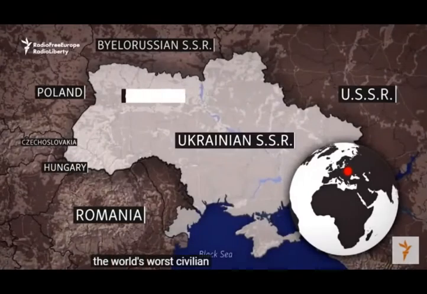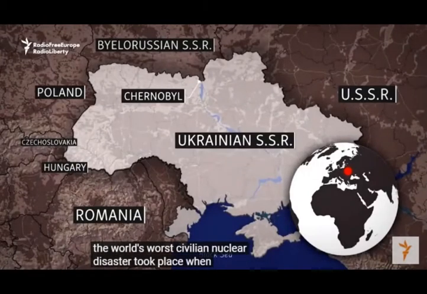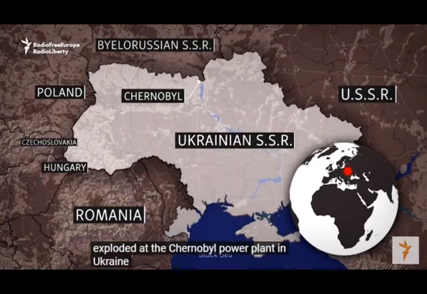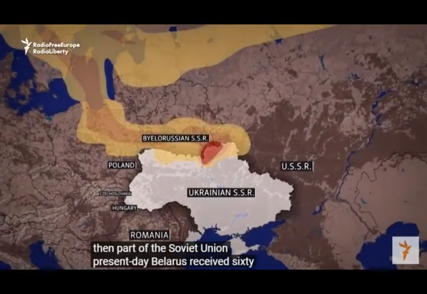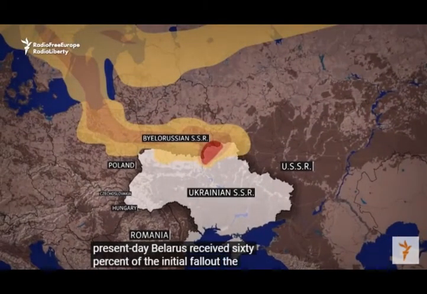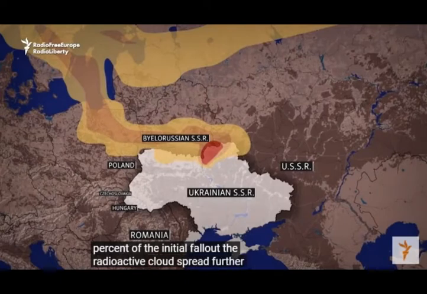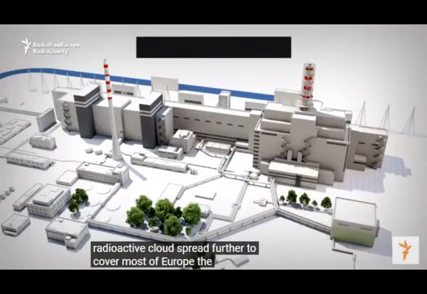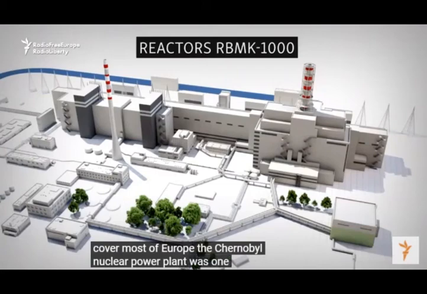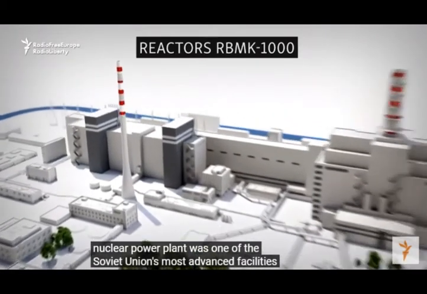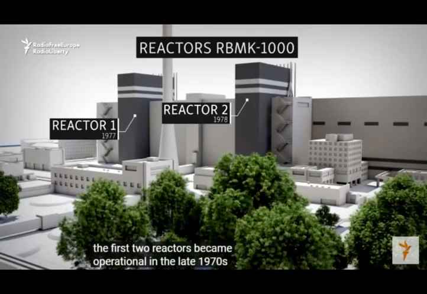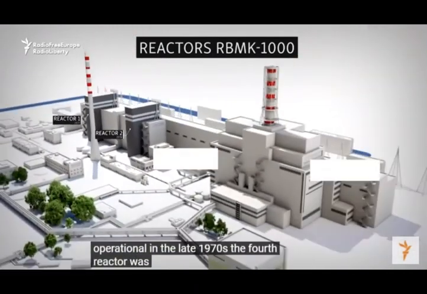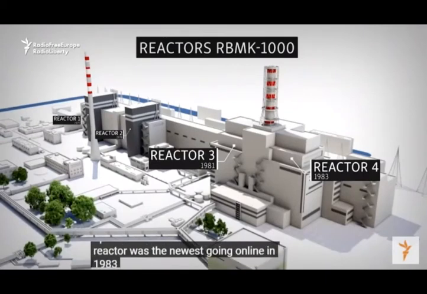The world's worst civilian nuclear disaster took place when a reactor exploded at the Chernobyl power plant in Ukraine, then part of the Soviet Union. Present-day Belarus received 60% of the initial fallout. The radioactive cloud spread further to cover most of Europe. The Chernobyl nuclear power plant was one of the Soviet Union's most advanced facilities. The first two reactors became operational in the late 1970s. The fourth reactor was the newest, going online in 1983.